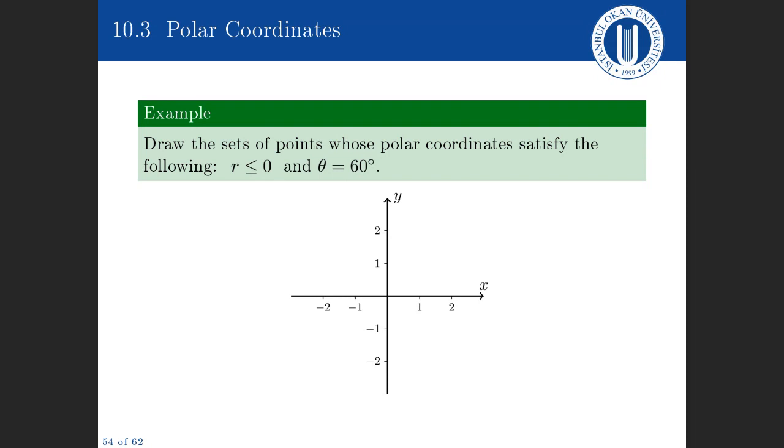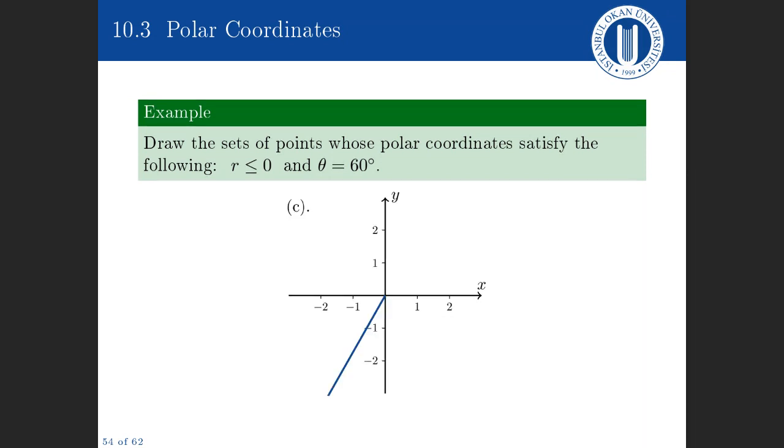Draw the set of points whose polar coordinates satisfy the following. R is less than or equal to 0. Theta is equal to 60 degrees. Imagine rotating your ruler by an angle of 60 degrees and then drawing just the numbers which are less than or equal to 0. We have this set.